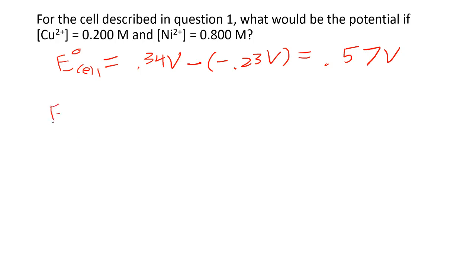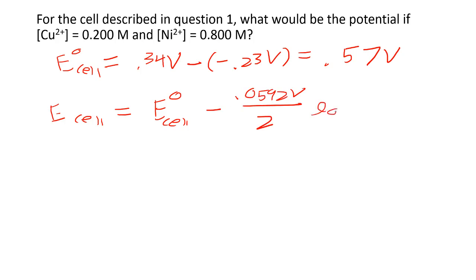Now we plug it into our equation: E cell equals E cell naught minus 0.0592 volts over N, where N is going to be 2 here, times the log of Q. I'm going to do Q right below this to show you what I got. Q is equal to, for our balanced chemical equation, nickel 2 plus over copper 2 plus. That's because we don't put our solids in Q, so we don't have the nickel solid or copper solid, and Q is just products over reactants. Nickel 2 plus was on the product side, copper 2 plus was on the reactant side.